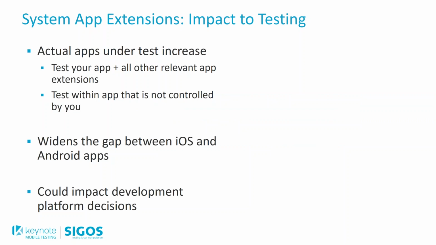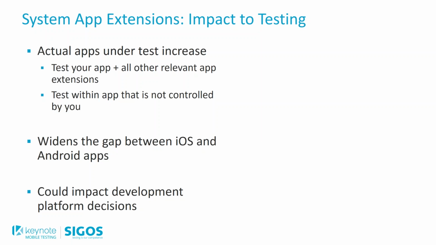Okay, so let's talk about these system app extensions and what the actual impact to testing is. So first, an extension is delivered as part of your native app. The good news is that it's part of the same submission to the App Store. The bad news is that it's still a separate binary that runs independent of the app used to deliver it. So this is additional functionality that needs to be tested, and it's outside of the actual app itself. So you need to test your app plus all the other relevant system apps that you've written extensions for.